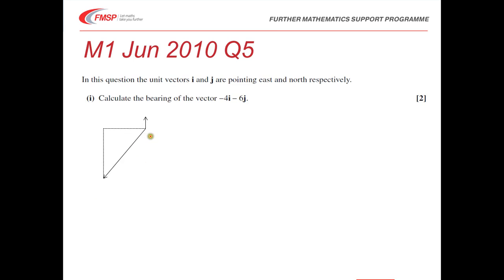So I've already drawn a diagram here. -4 is to the left, but again, I'm just going to label it as a length of 4. And -6 is down, but again, I'll just label the length, so that's 6. And because we want a bearing, I've drawn in a north line here. I'm going to be measuring round from north like we do with bearings. But first of all, I'm going to find this angle here using trigonometry. Opposite and adjacent are known, so tan theta, opposite over adjacent.